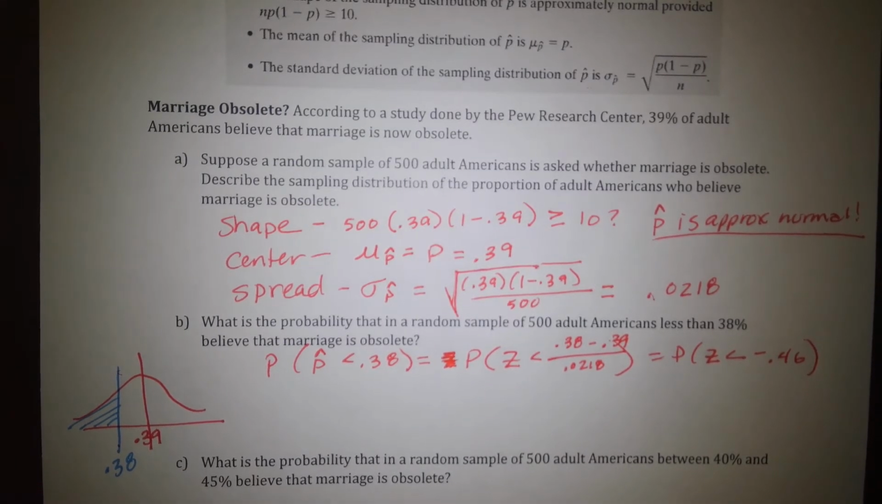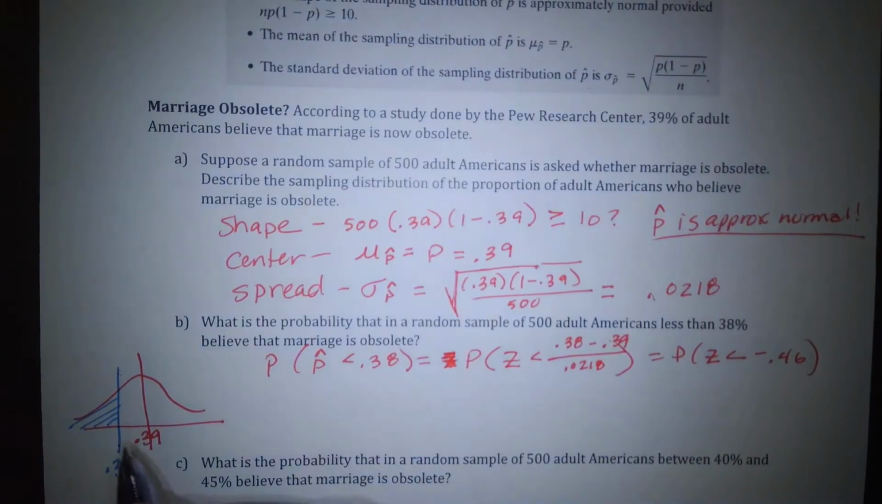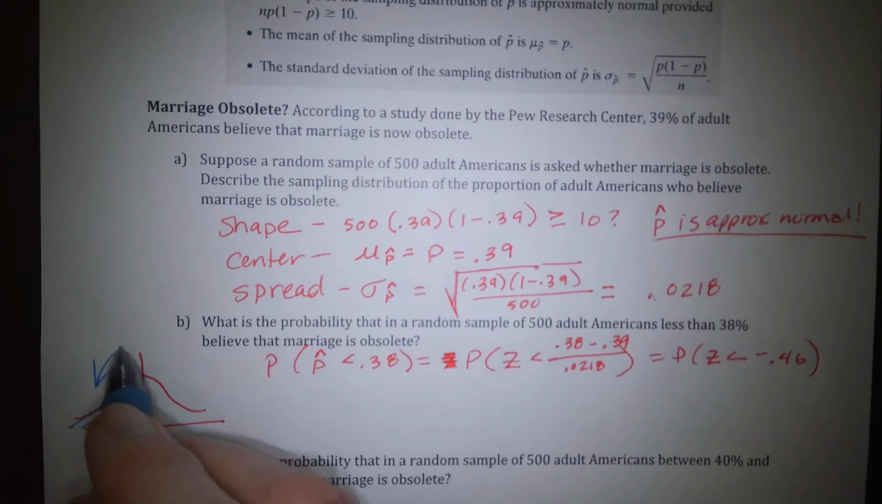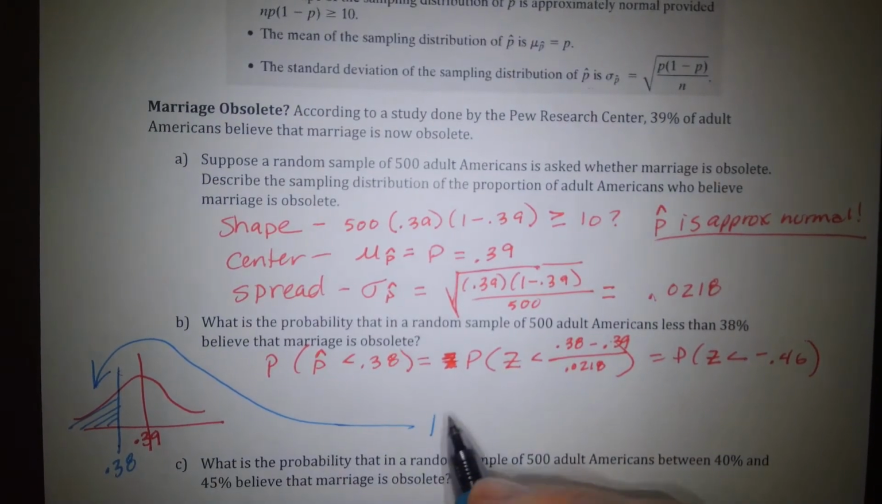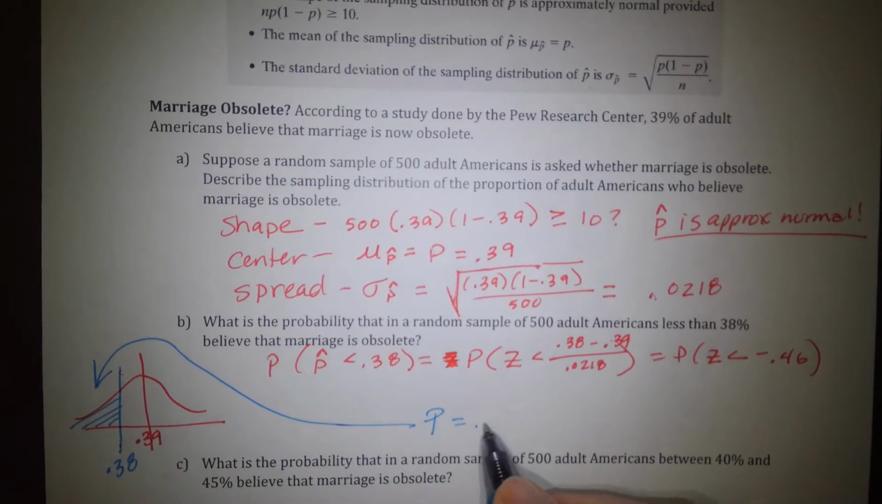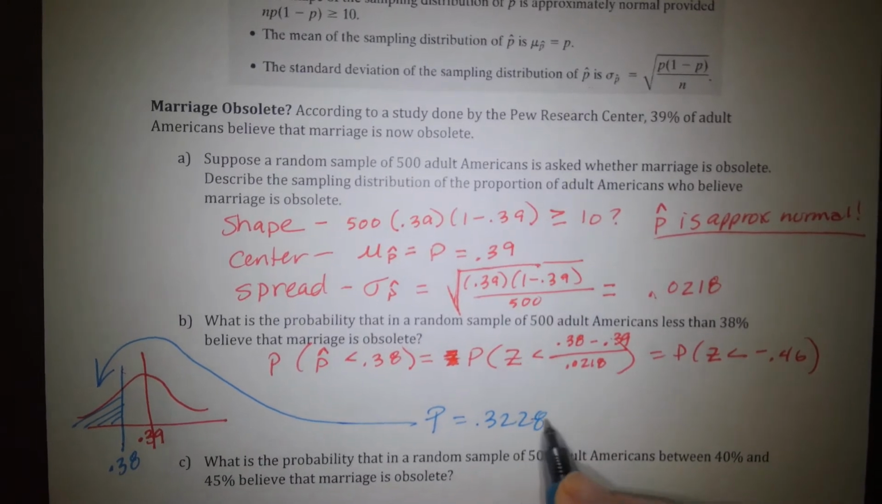Then I go to my normal distribution table, which for us is table 5, and I look up a z-score of negative 0.46. So negative 0.46 is going to give me a probability of 0.3228. So this area right in here, the probability is 0.3228.